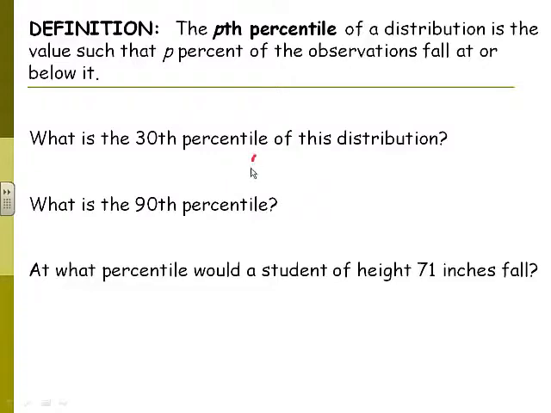So we would say that this is 66 inches. Sorry, it occurs at the 67th, the 67 inches. So it occurs at 67 inches is where the 30th percentile occurs. The 90th percentile would occur at 72.